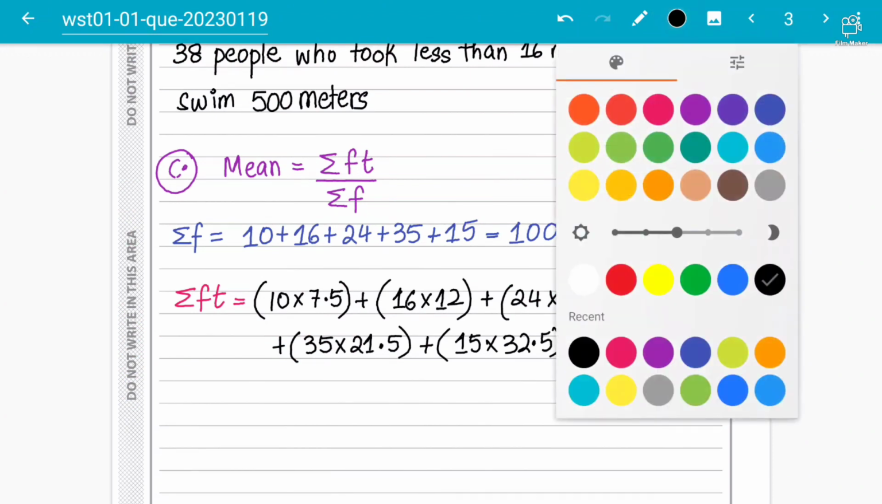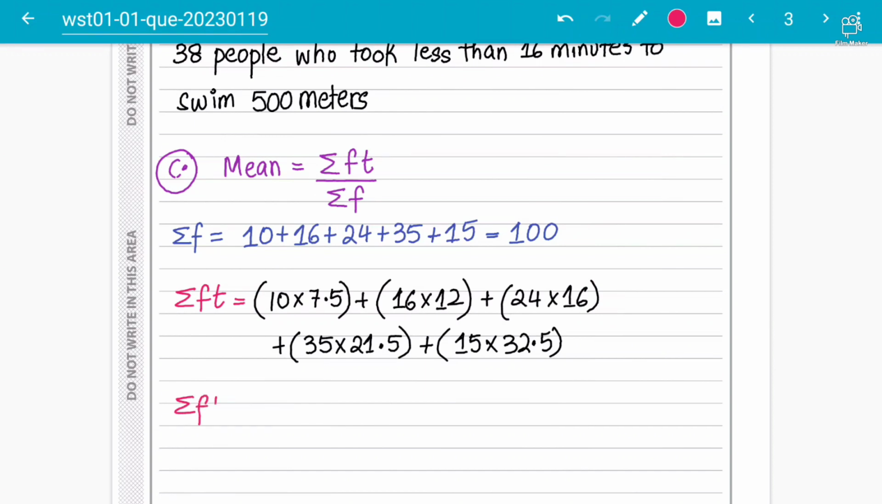Here you go, students. The summation of frequency times t will be coming as, let's quickly do it. Make sure you have a calculator to do this, and do it very carefully because students usually make calculation errors here. So here we go. It will be this multiplied by this, and I got 1891, which is correct.